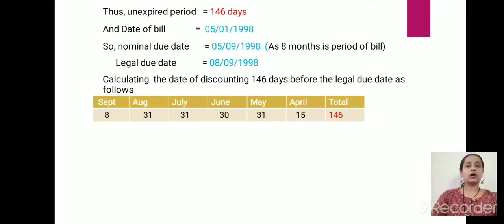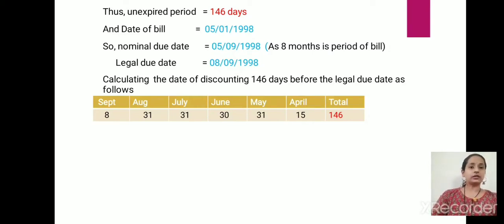So August is 31 days. 31 plus 8, 39. Then we take July. July is 31. 31 plus 39, so it is 70. Then June 30. So 70 plus 30, 100 days. May, 100 plus 31, 131 days.